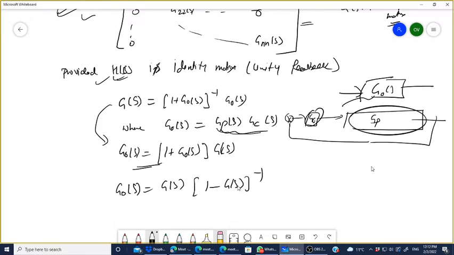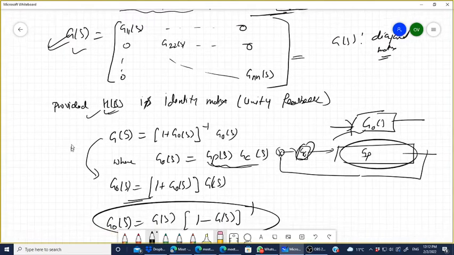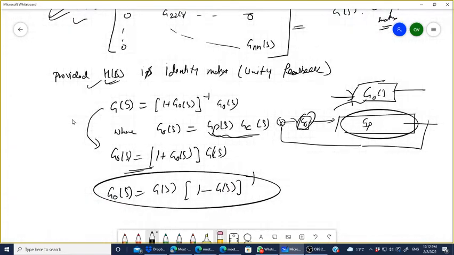ठीक है? तो दिस इज द सिनारियो. G naught S ऐसे कैलकुलेट हो जाएगा आपका. अब हम लोग देखते हैं ये है क्या. और आपको अब मैंने बता दिया कि G naught S should also be the diagonal matrix. ये भी देखते हैं कैसे.